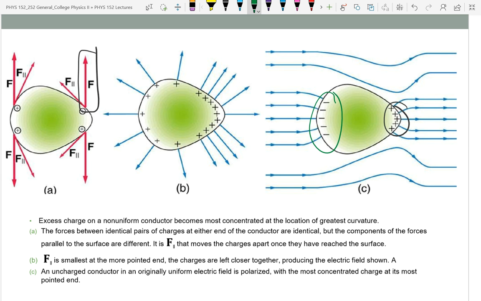Well, what difference does that make? If you have a strong enough electric field, you can rip charge away from a surface or pull charge from the air into the surface, depending if it's a positive or negative charge.